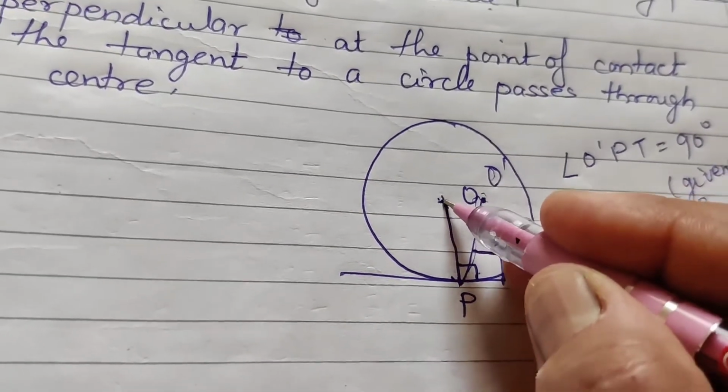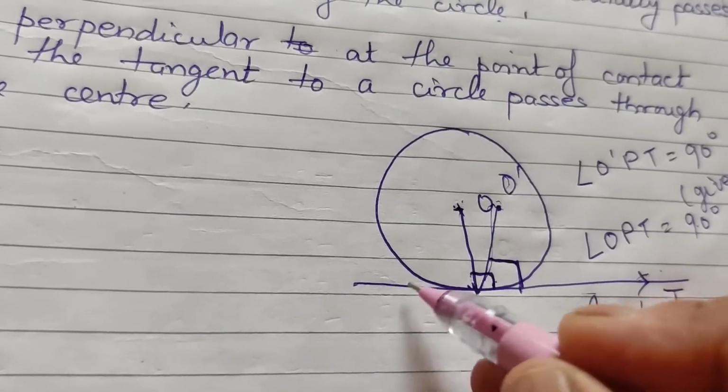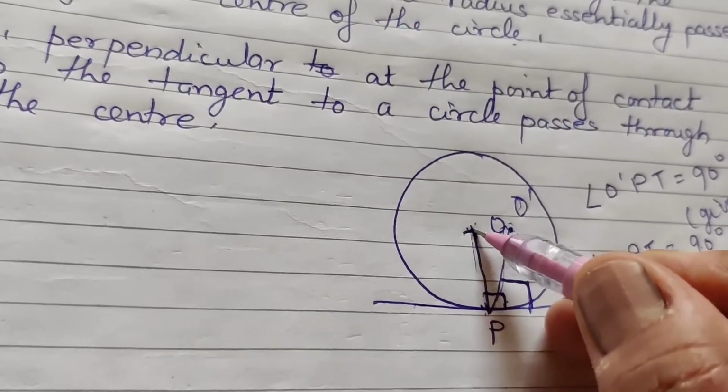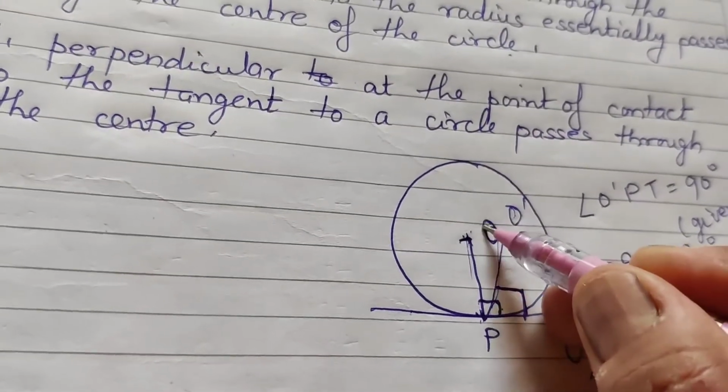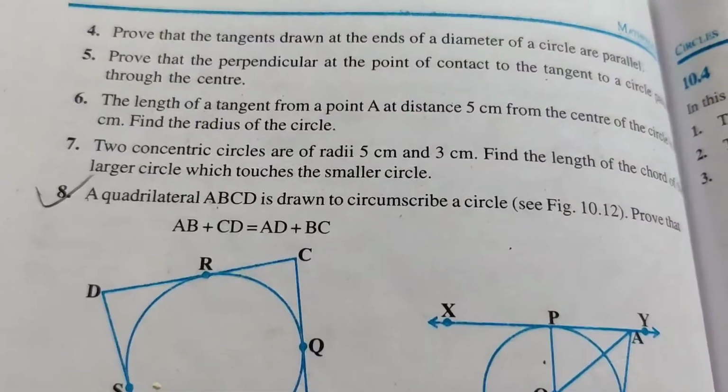Only the center O passes through the tangent point. The tangent at the point of contact passes through the center. There is only a single point O, none other. Okay.